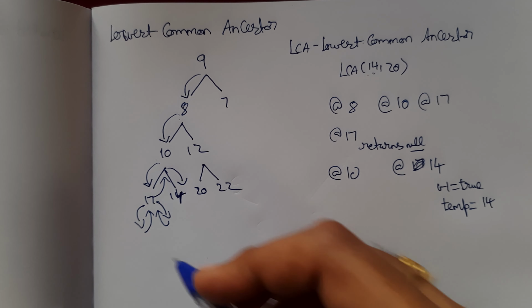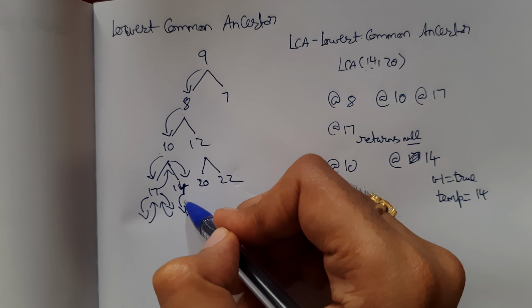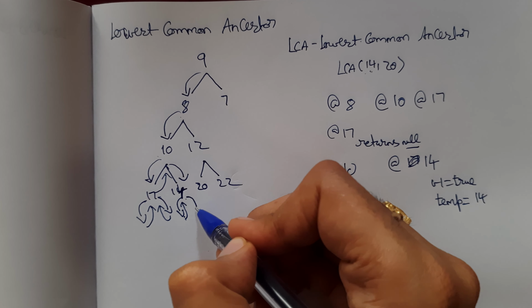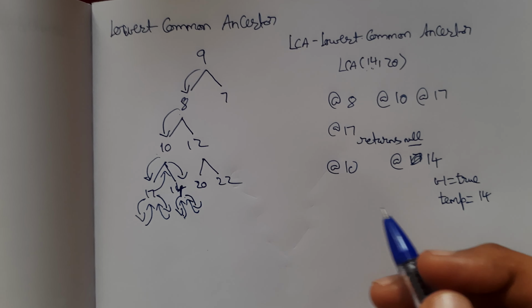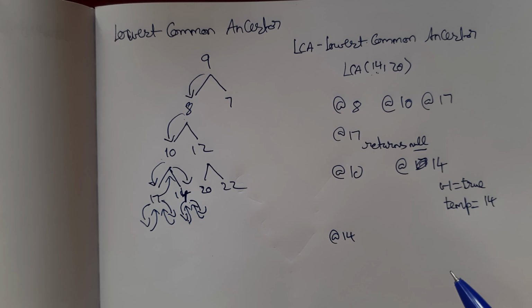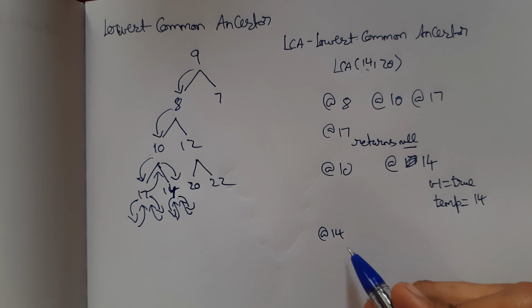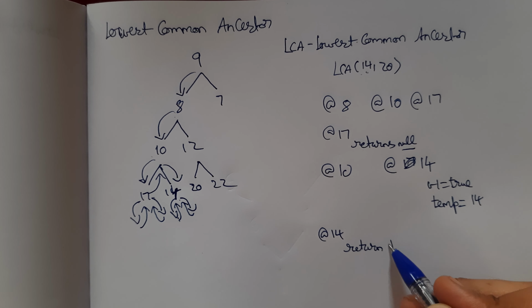Now we again go back to the left subtree of node 14, which is null. We come back. The same happens for the right subtree of node 14, which is also null, so we come back. After coming back to node 14 again, we check if the temp value is not null. Since it's not null, we return this temp value, which in this case is 14.